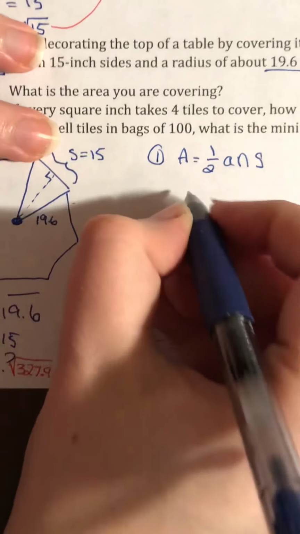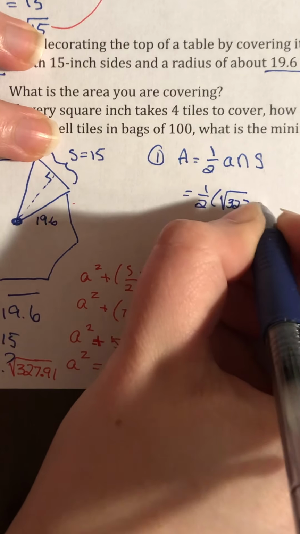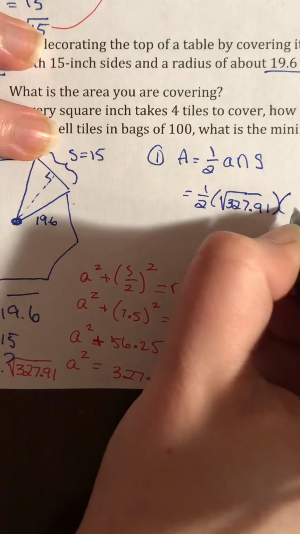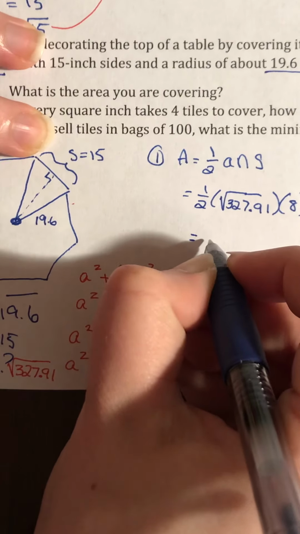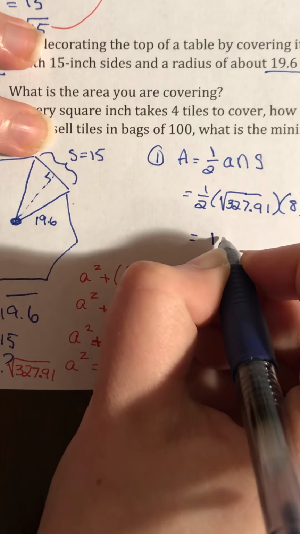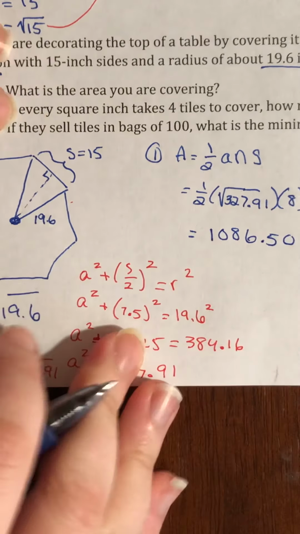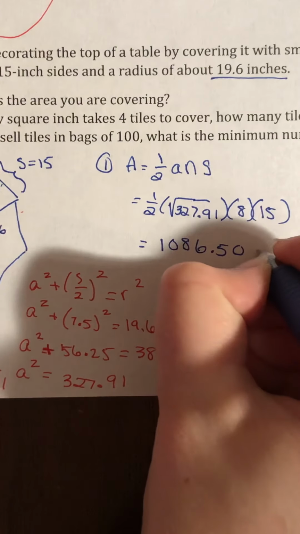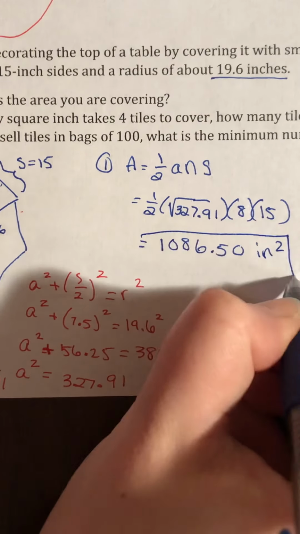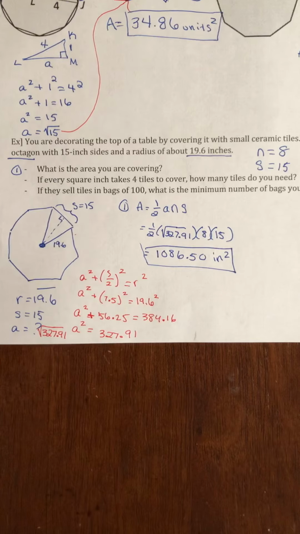So we plug that in. 1/2 times the square root of 327.91 times the number of sides is 8 times the side length is 15. And that gives us 1086.50. This is a word problem, so we have specific units. It's inches squared. That was the hard part. The rest is pretty straightforward.